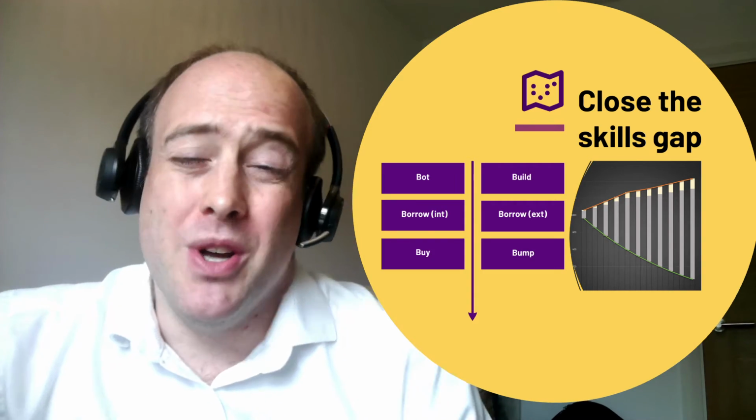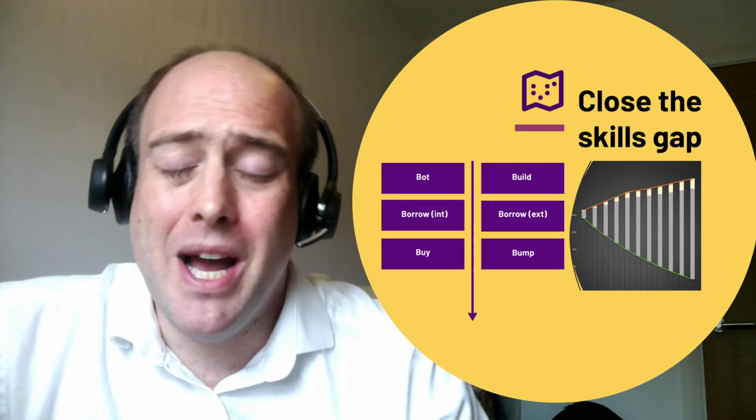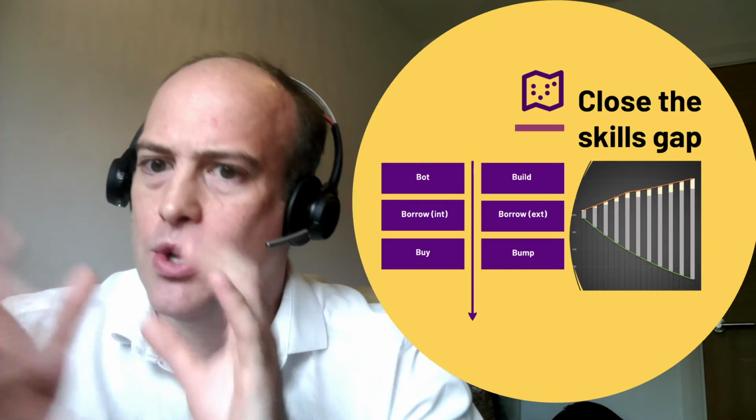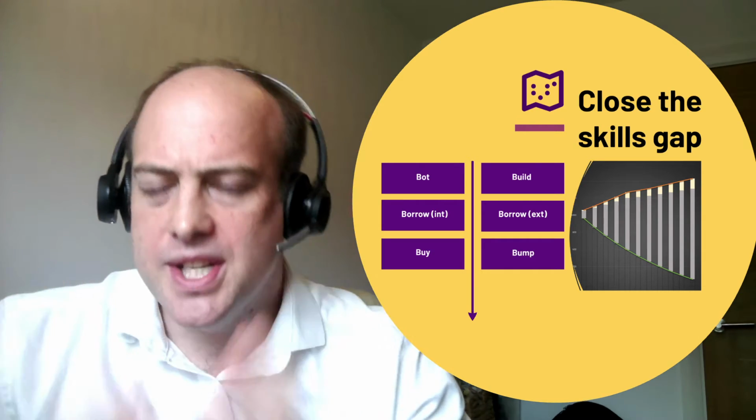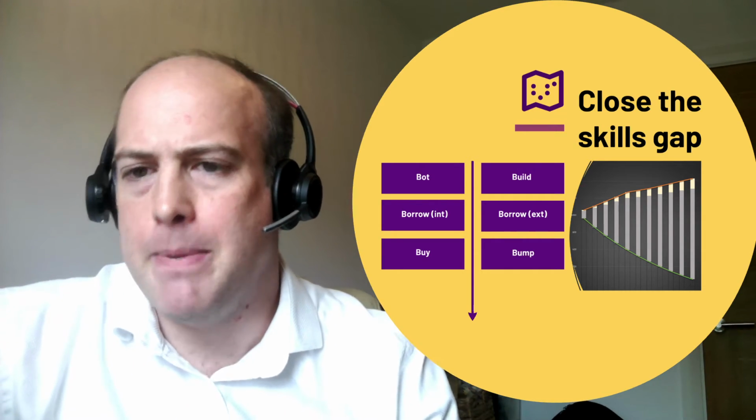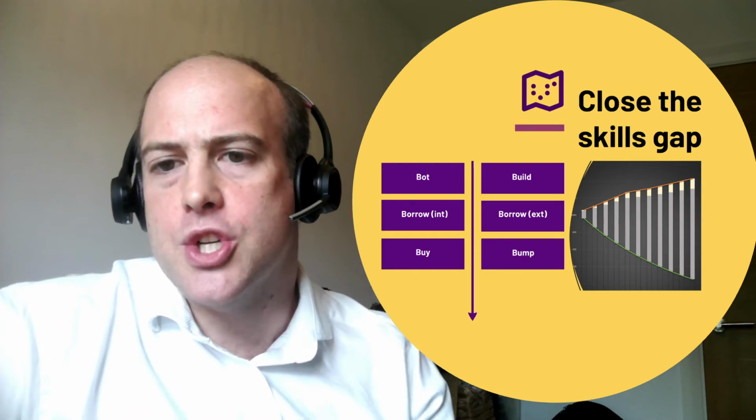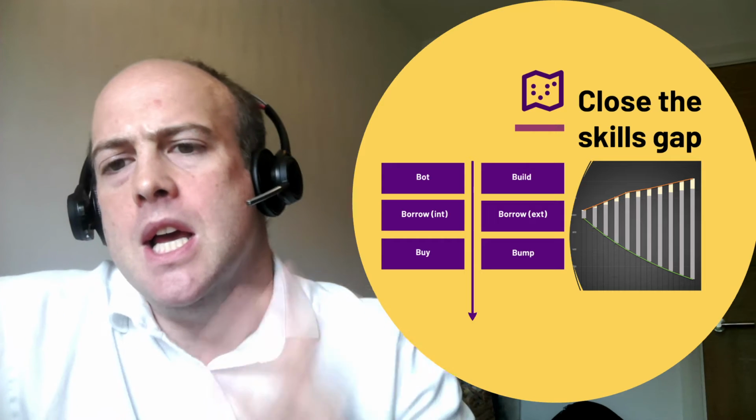Then we want to think about borrow. Is there anywhere else in the organization that might have the skills that can help, that we can kind of lean on? So, for example, if technology is coming into our operations call center, does IT have the capacity and the capability to help assist, rather than building a whole new operations systems team?